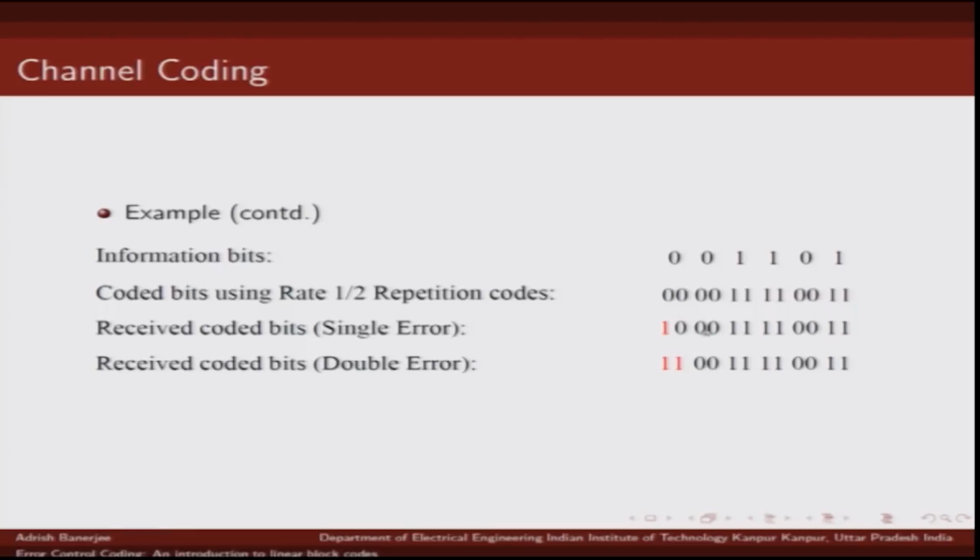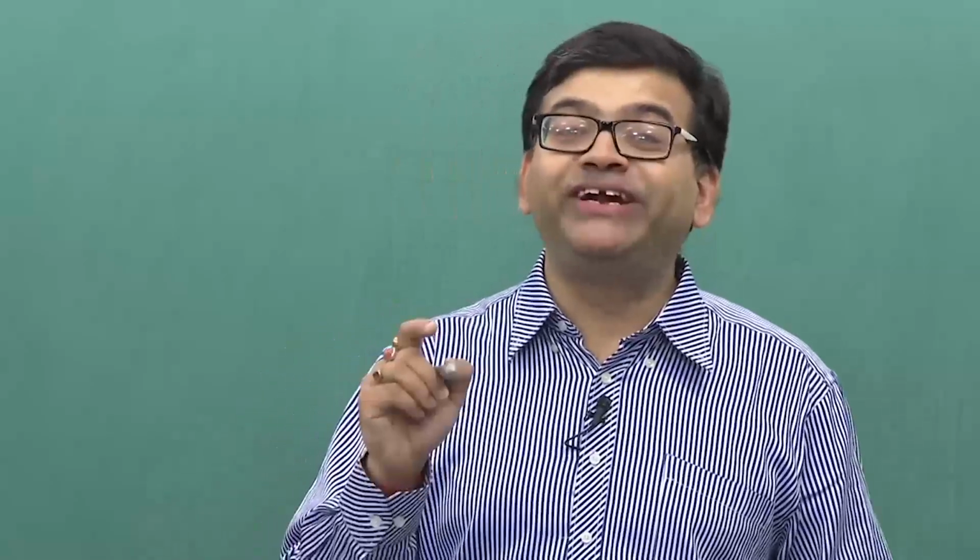Let us look at the other received bits. 0 0, this will be decoded as 0, 1 1, this will be decoded as 1, 1 1, this will be decoded as 1, there is no ambiguity. 0 0, this will be decoded as 0, again there is no ambiguity, and 1 1, this will be decoded as 1. So, we can see that using one additional redundant bit, we are able to detect a single error.